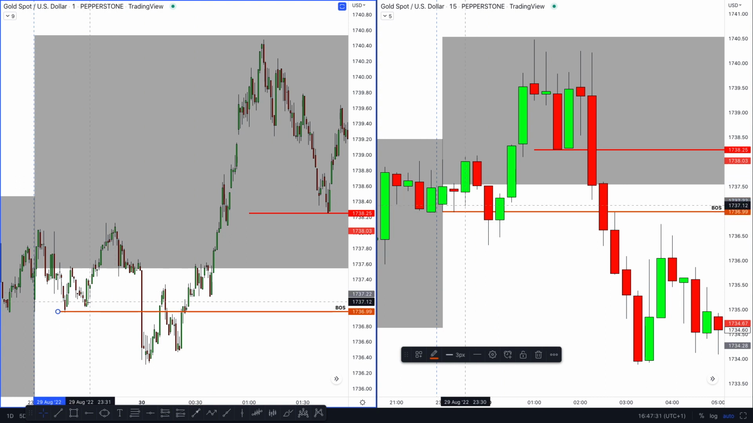We can see that there was a break of structure because the market came off of this level, and you can see this massive break here. It's literally what it means, a break of structure. And we would have been looking for an entry in this.